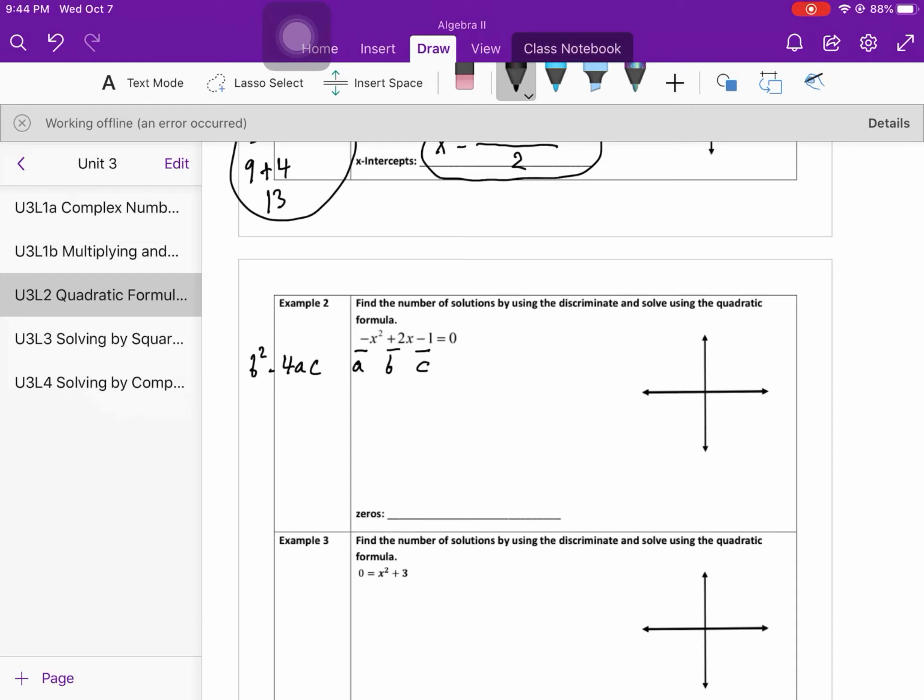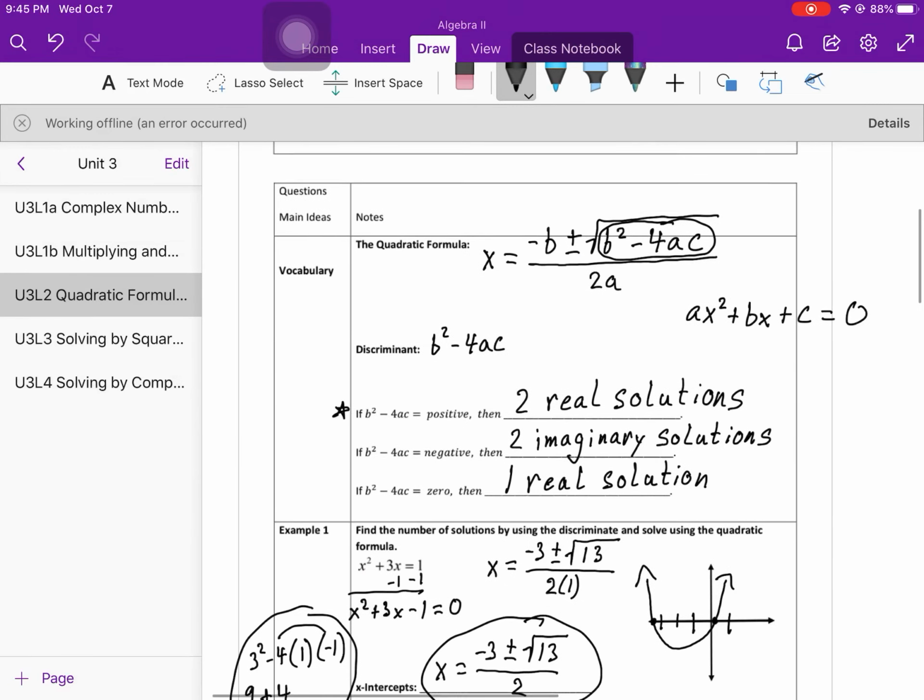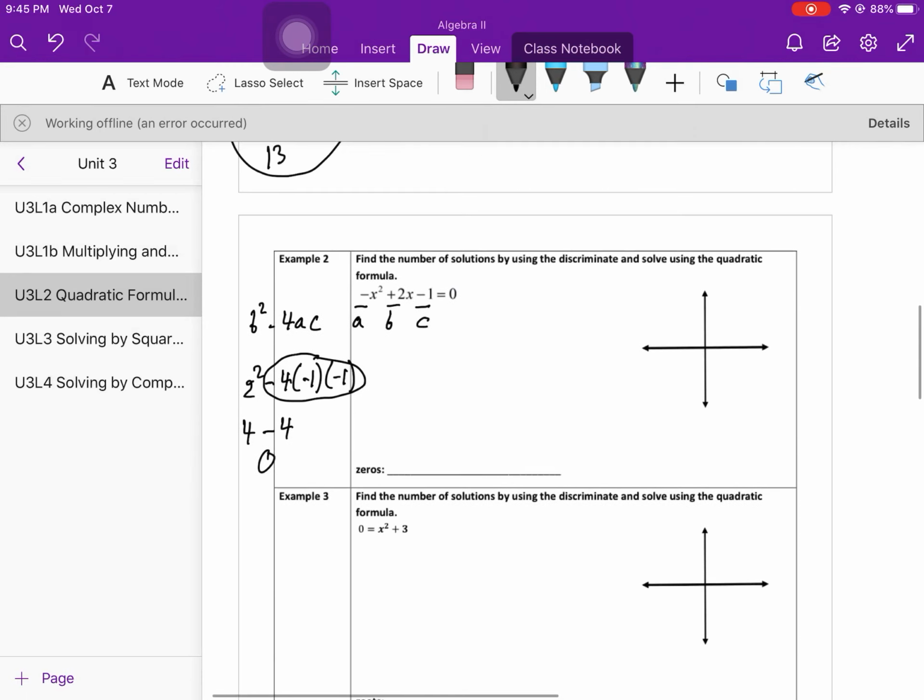A, b, c. So b squared is going to be 2 squared minus 4 times -1 times another -1. So we get 4. And then 3 negatives is actually going to end up with -4 when you multiply all of these out right here. So we get 0. So the discriminant is 0, which means, if we go back up here to our list, we only have 1 real solution.